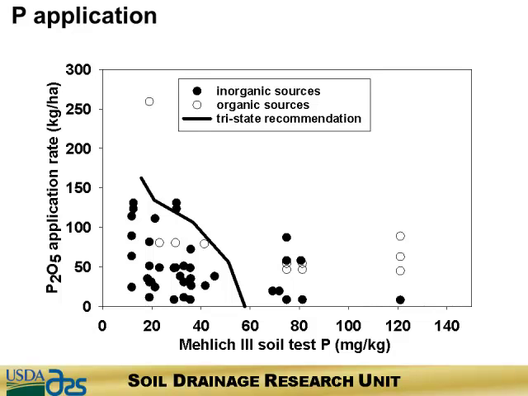So you can see a lot of our producers that we're working with, when they do make an application, are below that envelope, if you will. They're on the left side of that. We do have some that are not, and those are producers that we're going to need to work with. You can see about 50%, 60% of those happen to be organic sources.